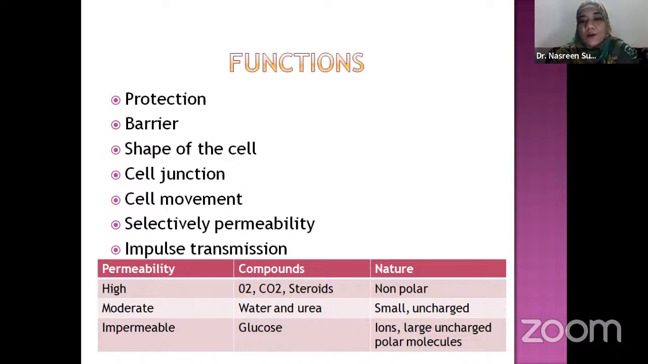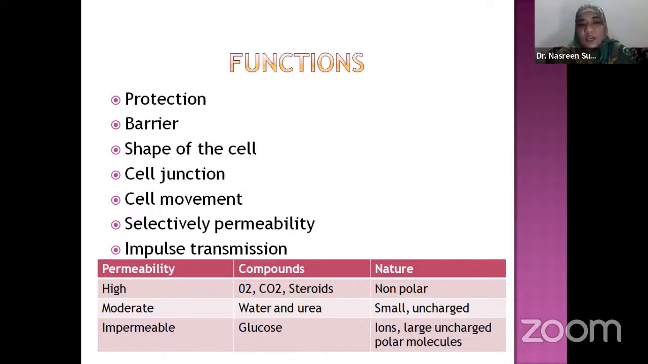Why? Because first, it is a large one, large uncharged polar molecules. Large ones and ions will not be permeable. So because of its complexity, charged ones, uncharged ones, large structure, this glucose will be impermeable to the cell membrane. So these are the different kinds of permeability.